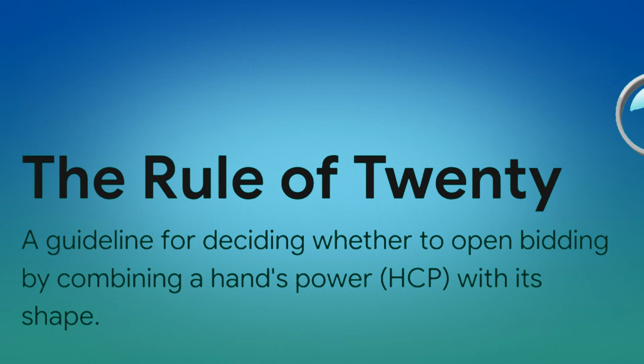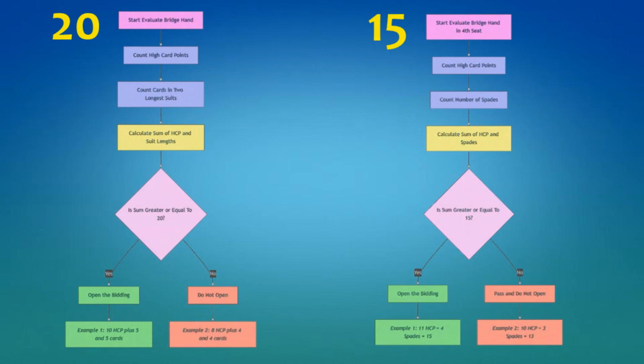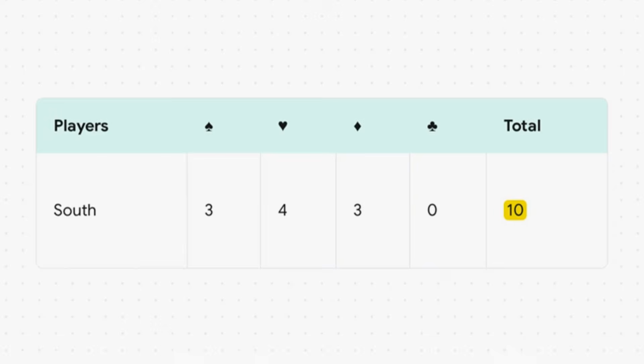Our first test is going to be one of the absolute biggest decisions in the game. Should you even open the bidding? Well, something called the Rule of 20 gives us the answer. And the Rule of 20 is so elegant because it uses both of our tools. It doesn't just look at your raw power, your high card points. It also looks at your strategic shape, specifically how long your longest suits are, to help you make the call.